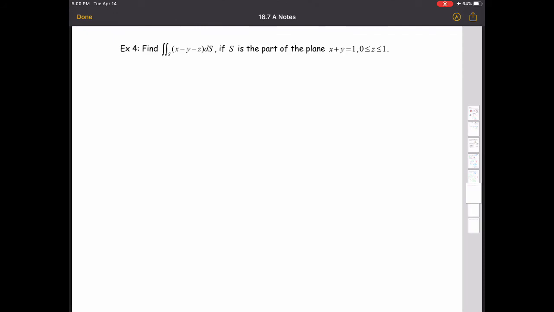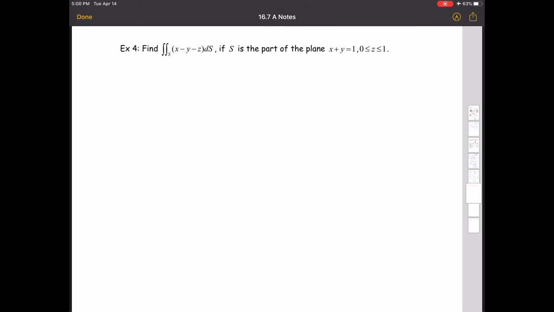All right, fourth example, probably the easiest one that we do. We want to find the surface integral of x minus y minus z. So again, that's kind of like your density function or whatever on the surface. It's part of the plane x plus y equals 1, and z is going to range from 0 to 1.